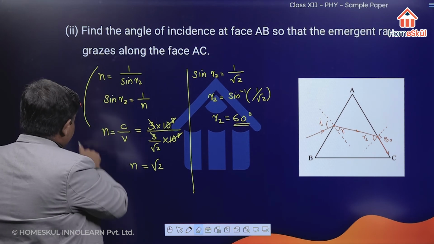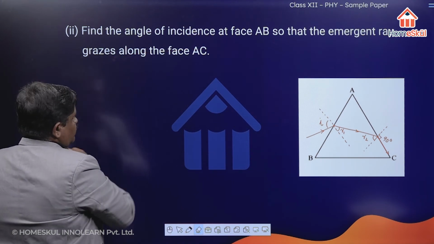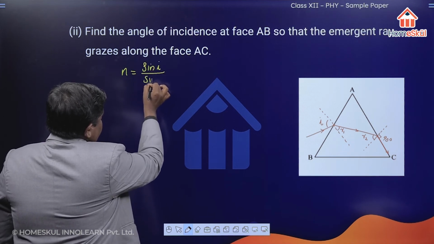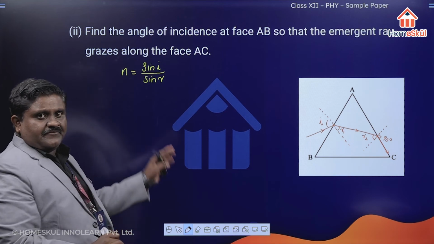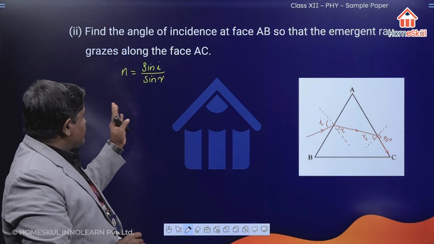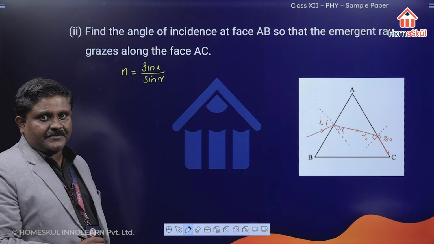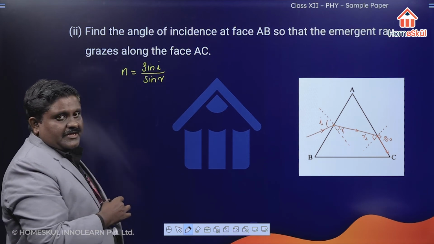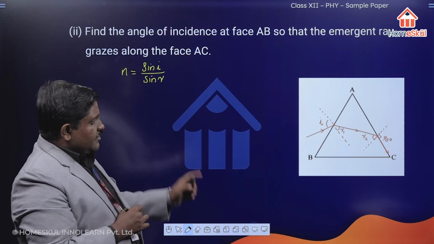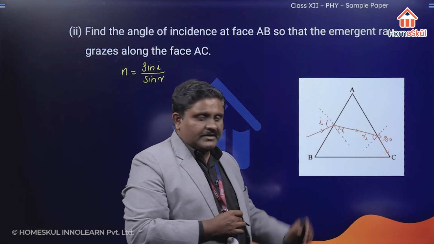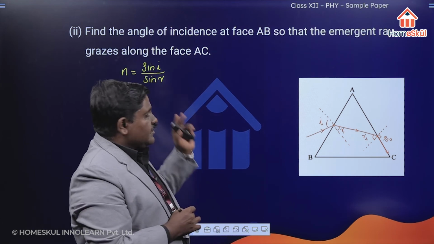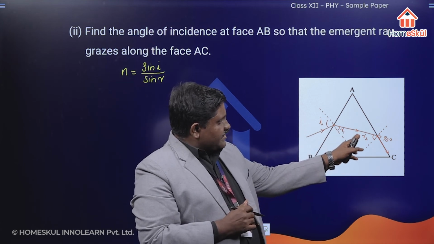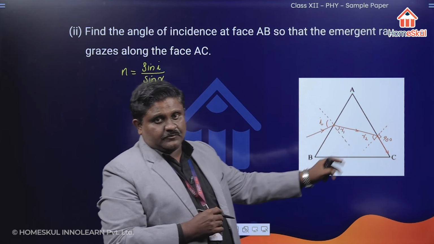For that, we are using the equation n is equal to sine I by sine R. This formula is familiar to you, that is Snell's law of refraction, right? So here we have to find out this I. But R is not given, right? So first of all, we have to find out this R1. Then only we can find out the I. In order to find out R1, we have to find out R2 first.